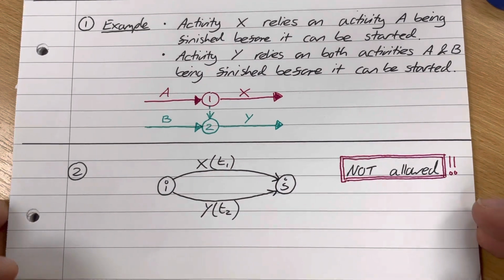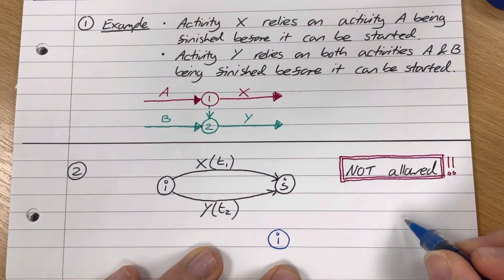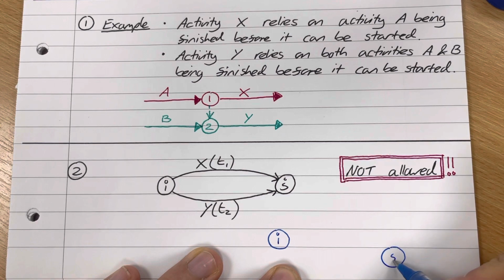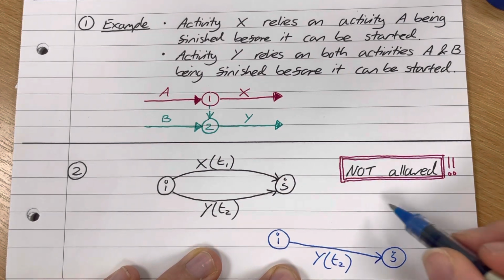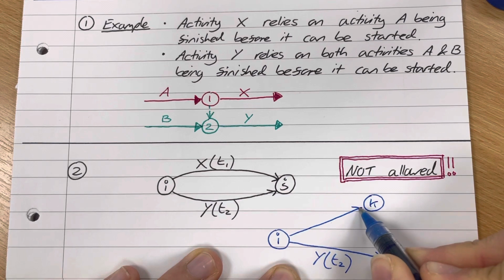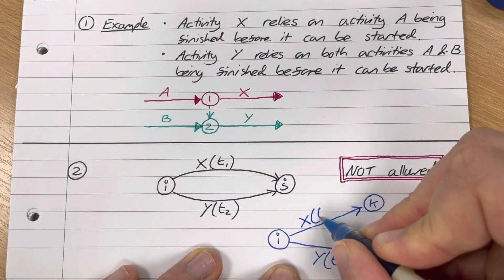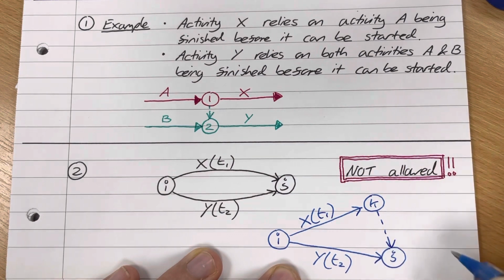So what we do to combat this is we instead say, okay, we've got node I here, we've got node J down there, which has Y going into it. So there's Y, which has a length of T2, but we introduce a new node so that activity X can go into that one, and then I can dummy that on to this one here.